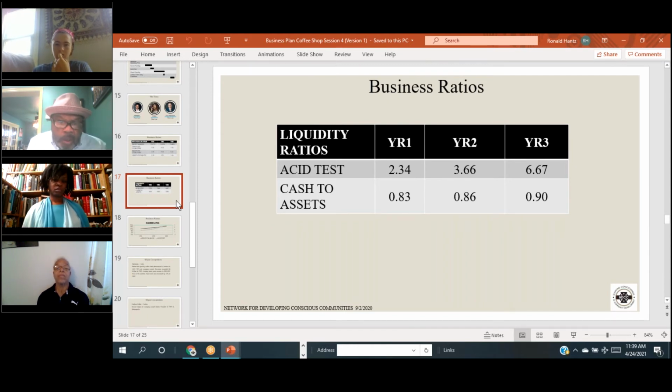Okay. Here we're looking now at liquidity ratios over the 3-year period. Looking at cash to assets. Now, why would you think that cash to assets are important? If you think back to Ms. Davis's presentation, she talked about the P&L, profit and loss statement, and what that means when a lender looks at your business.